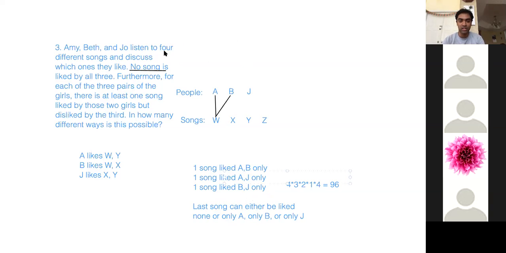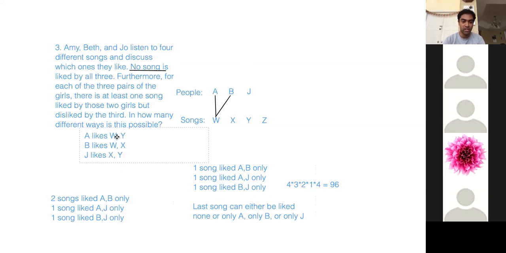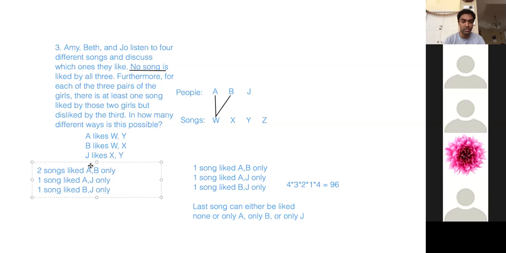It would be very similar to the first part, right? Where I said one song liked by A and B only. Instead, it would be 2 songs liked by A and B only, 1 song liked by A and J only, and 1 song liked by B and J only. So that's one possibility. What are the other possibilities?